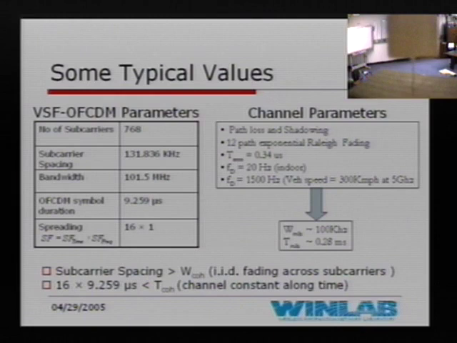Okay, so these are the two messages that I want to convey: along successive frequencies, the channel gain is uncorrelated, and along a particular subcarrier, all the symbols approximately see the same channel.